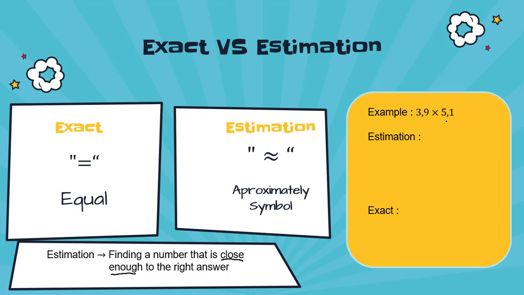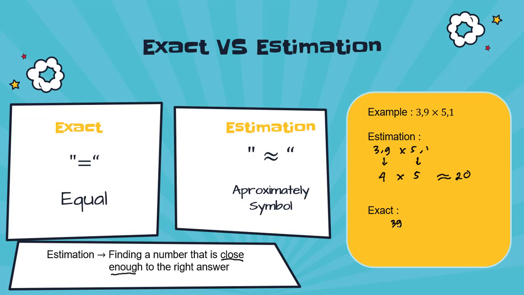For example, if I have multiplication, 3.9 multiply 5.1. We can do an estimation to make it faster. So 3.9 we can round up because 9 is more than 5. So we can write down 4. And 5.1, because 1 is less than 5, we can round down to 5. So we multiply 4 times 5, which is equal to around 20, because this is just an estimation. And for the exact number, we can use the long multiplication method.